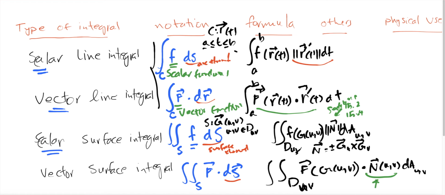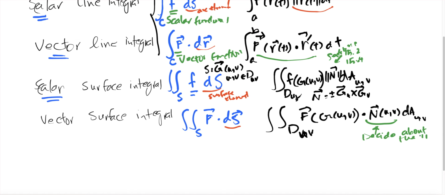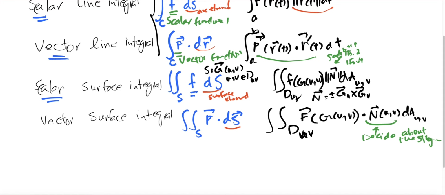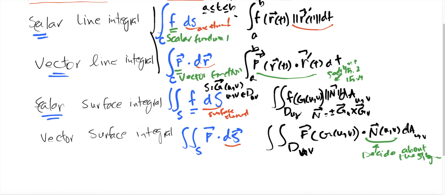This one you have to decide about the sign, because you know that the normal vectors are either, you can find normal vectors in two different directions.